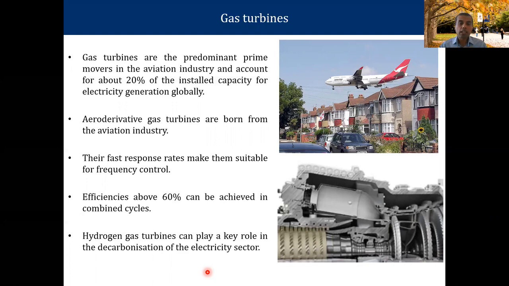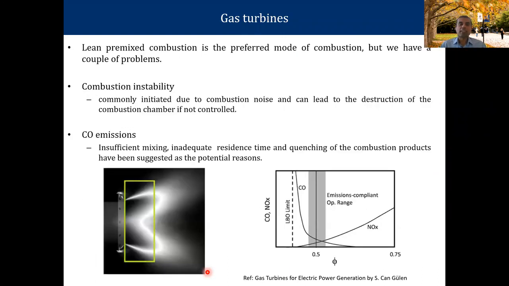And finally, if you use hydrogen in gas turbines, if we manage to do that, and in some cases we are using hydrogen, there are companies that have developed hydrogen gas turbines. And if hydrogen, as I said before, is produced from renewable energy, gas turbines can play a key role in decarbonization of the electricity sector. So lots of good news for gas turbines, but obviously there are some issues there too.